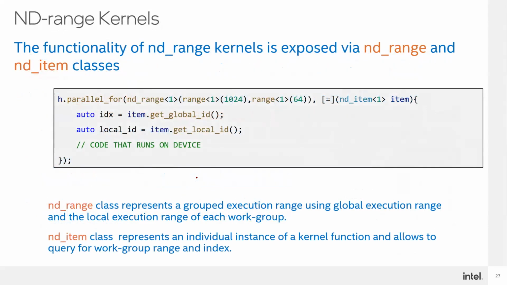So let me show on the example how it looks like. In case you want to fine tune the performance, I would recommend that you start with using a simple range class as a beginning, and then for further fine tuning, you can switch to the ND range, where you explicitly specify the global size, the global iteration space, and the size of a work group. So in this case, we have the iteration space equal to 1024, and we are setting that we want our local size to be 64, which means each work group will consist of 64 work items.